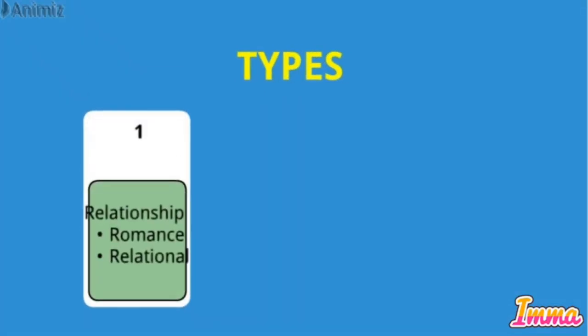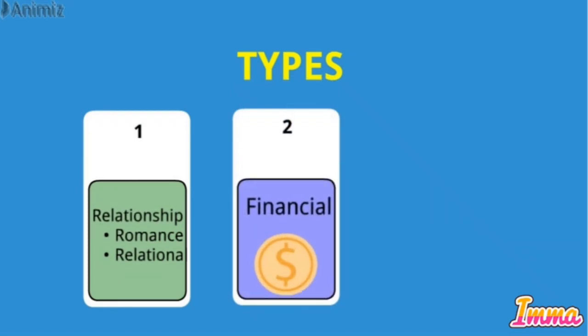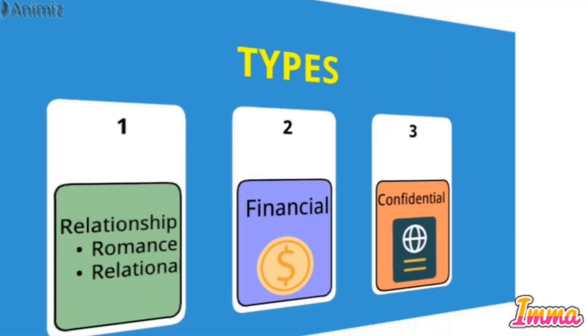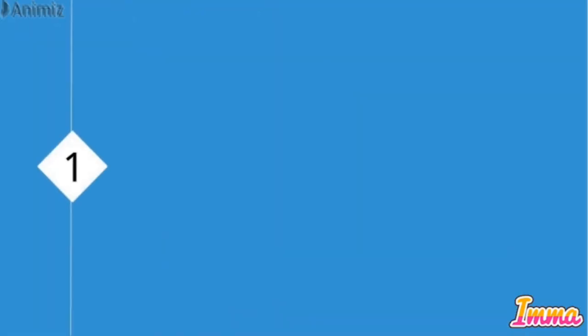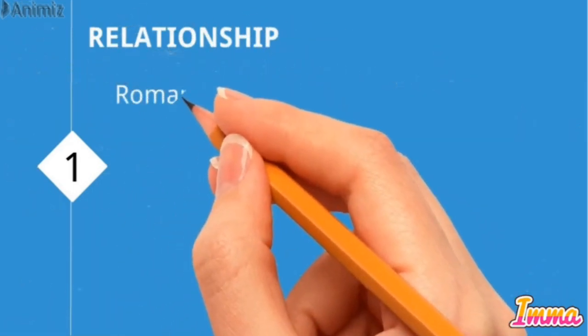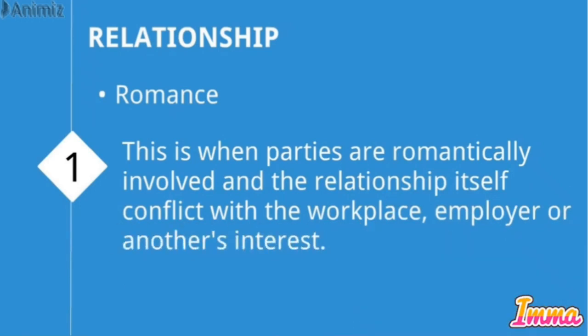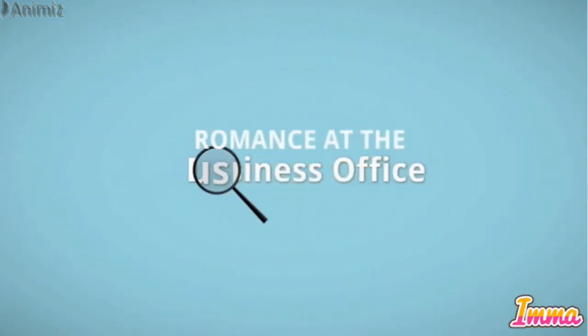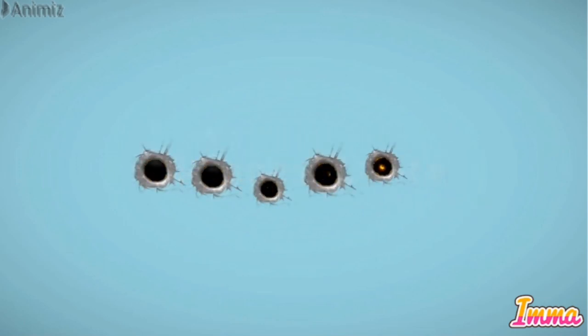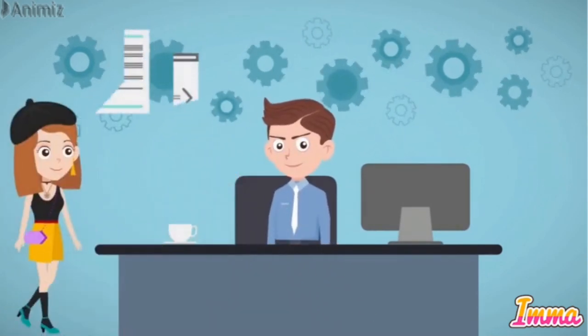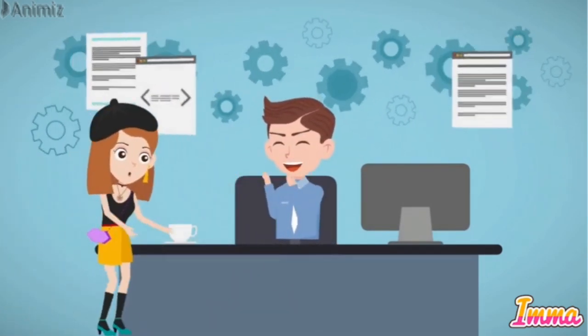Types of conflict of interest. Relationship, romance. This is when parties are romantically involved and the relationship itself conflicts with the workplace, employer, or another's interest. Romantic partners involve a strong emotional attachment and close connection between them, conflicting with the workplace policy.